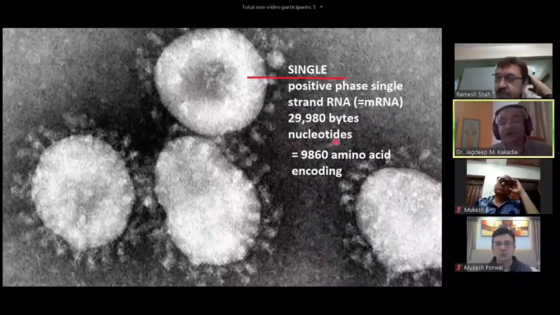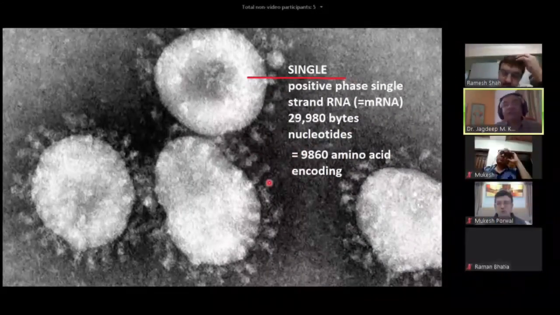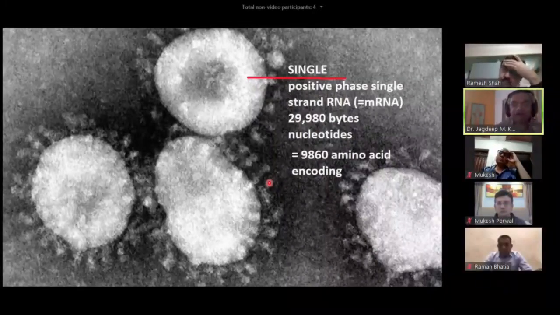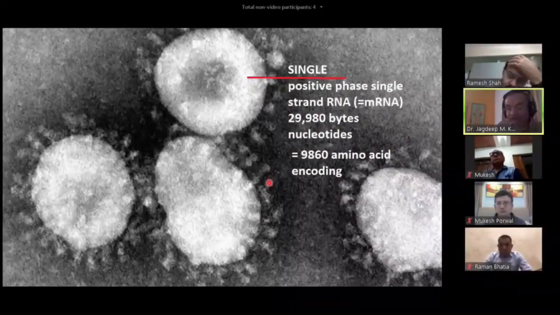And this is the reason why it causes such a big cytokine storm. It causes such a big chemical mess in our blood system that the inflammatory system, humoral as well as systemic, goes haywire.